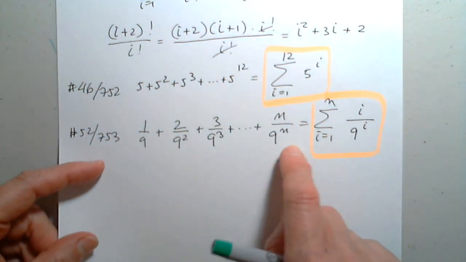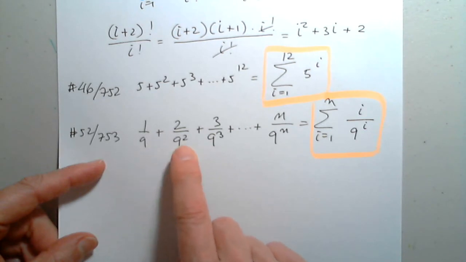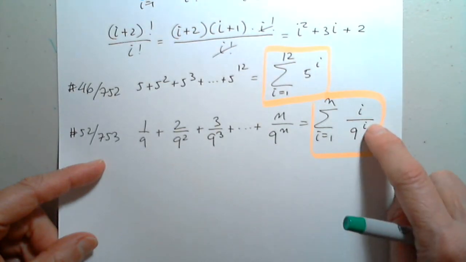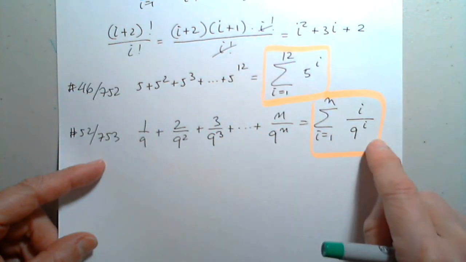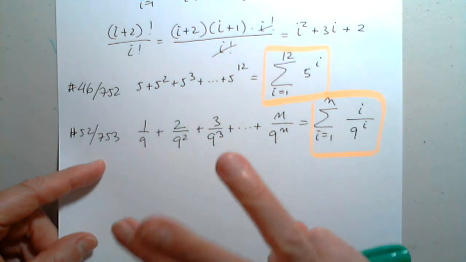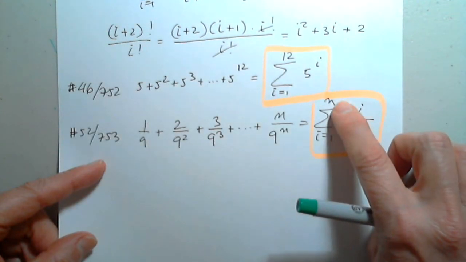Same thing here. 1, 2, 3, 4, n. So it's 9, 9 squared, 9 cubed. So 9 to the i. When i is 1, I have 1 over 9. When i is 2, I have 2 over 9 squared. When i is 3, I have 3 over 9 to the third power. So till n.